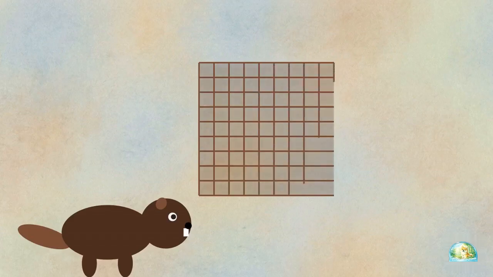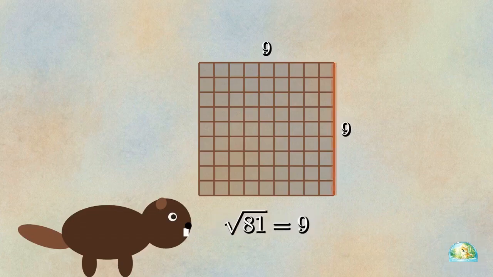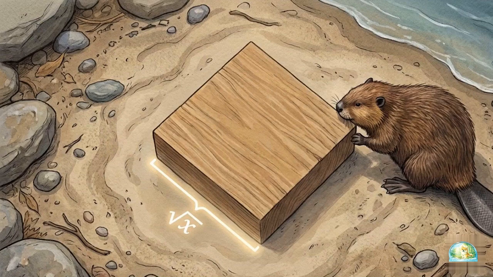Organizing these 81 reeds into a perfect square grid lets us count the sides. 9 times 9 gives an area of exactly 81. That means the square root of 81 is exactly 9. A square root simply names the positive number whose square creates that total area. It represents the physical base of a two-dimensional shape.